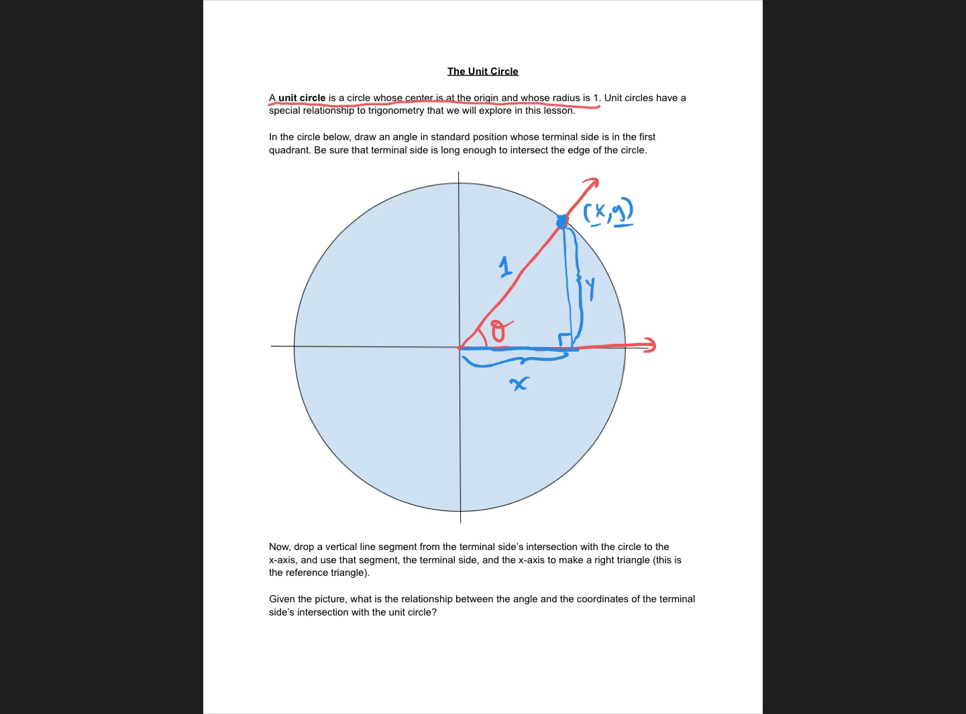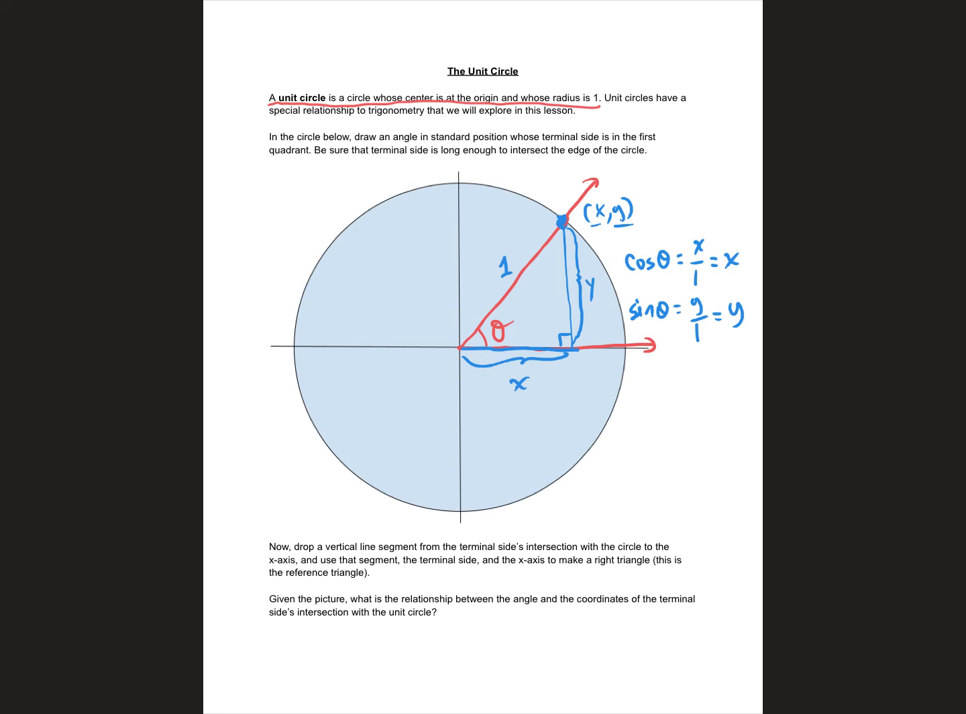So if I go to set up sine and cosine ratios from this right triangle, the cosine of theta, by the way, that's the Greek letter theta, often used to represent an angle, is adjacent over hypotenuse. So that means that x is the same thing as the cosine of the angle. If I set up sine, it's opposite over hypotenuse. That means that y is the sine of the angle.